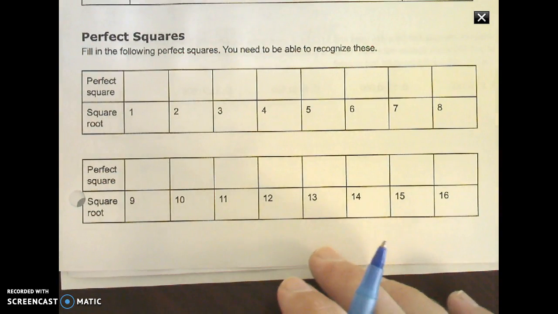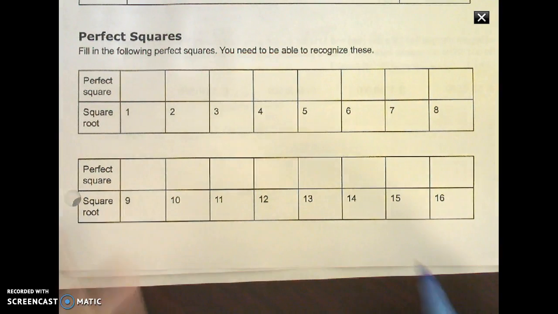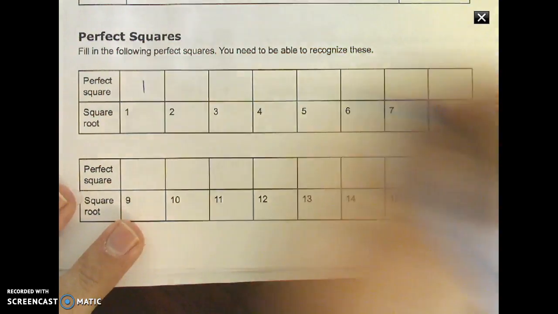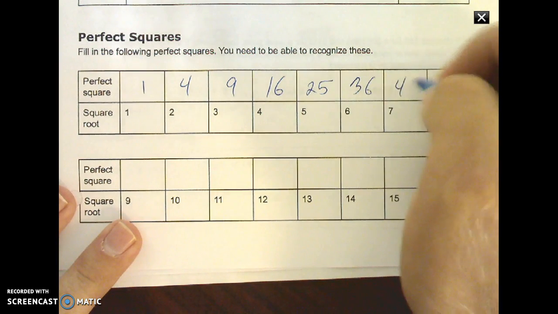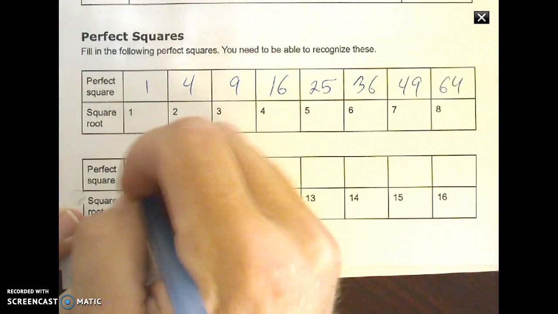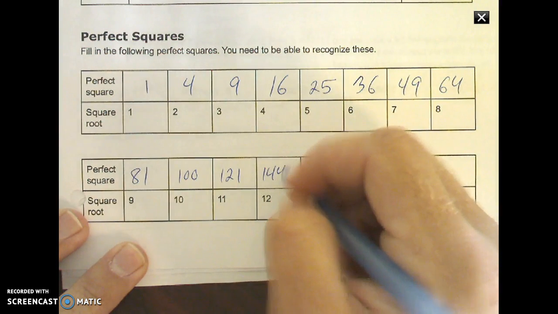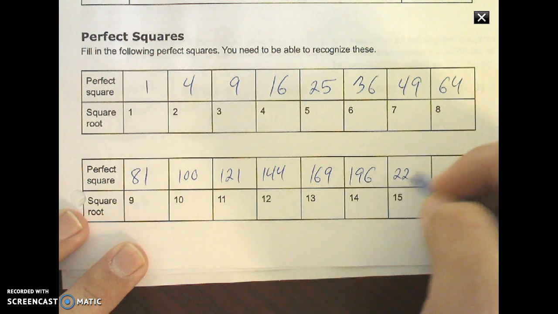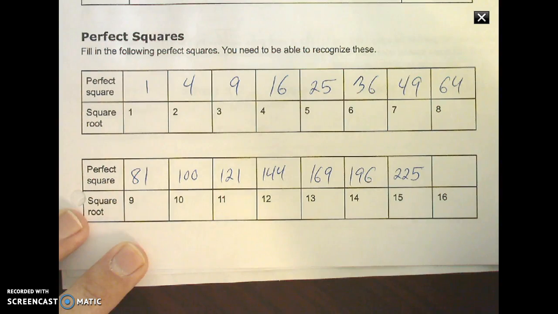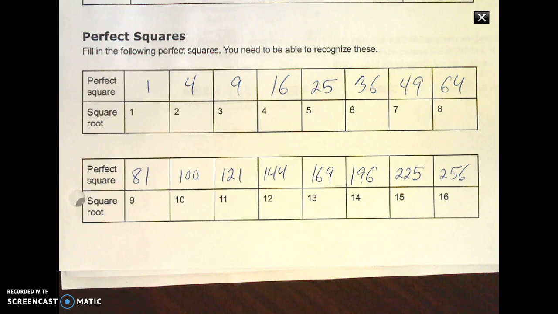Okay, perfect squares. Fill in the following squares. Following perfect squares, you need to be able to recognize these. Again, we've been using these for a while now. 1 squared is 1, 2 squared is 4, 3 squared is 9. I'm just going to write these out for you guys. 64, 81, 100, 121, 144, 169, 196, 225, and then 256. Okay, so there we go.